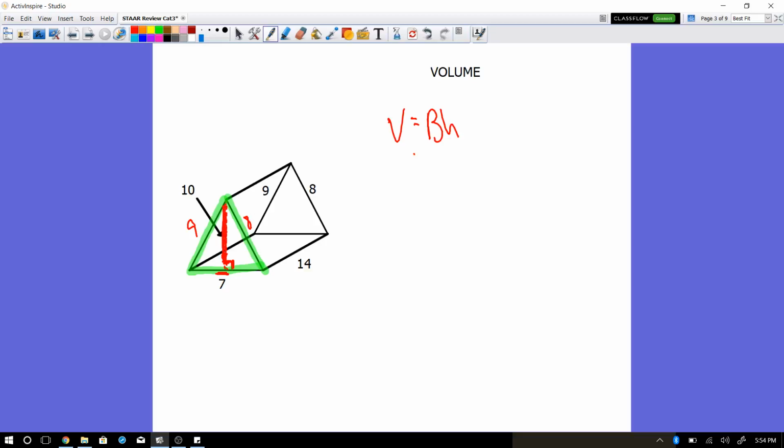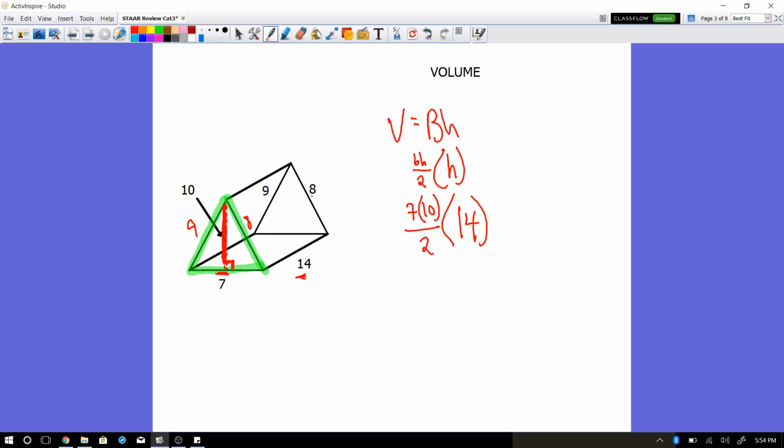So we have base times height divided by 2 times the height of the prism. We just said the base of the triangle was 7. Said the height of the triangle was 10. What is the height of the prism? The distance from one triangle to the other, which would be 14.